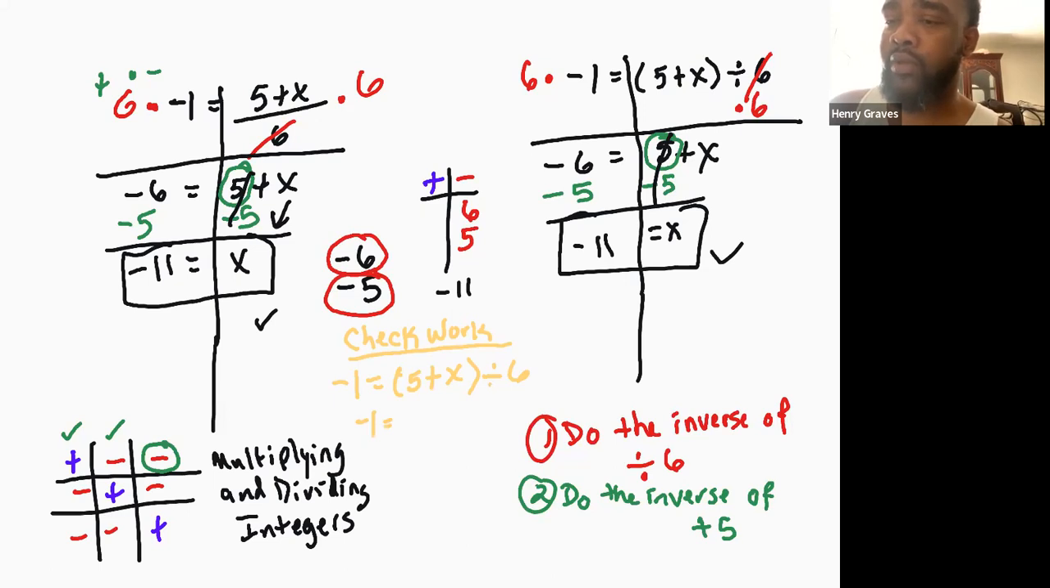So negative 1 would equal negative 5 plus negative 11, which is negative 6, divided by 6, which is indeed negative 1. So our work checks out perfectly.